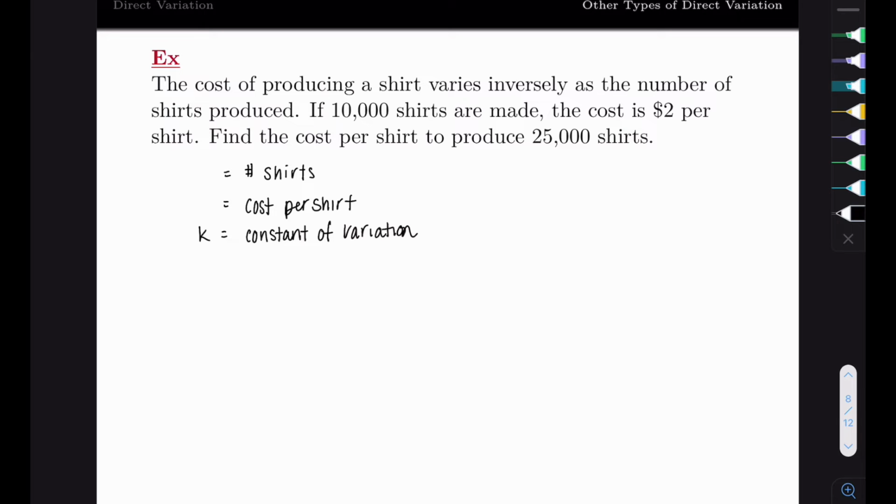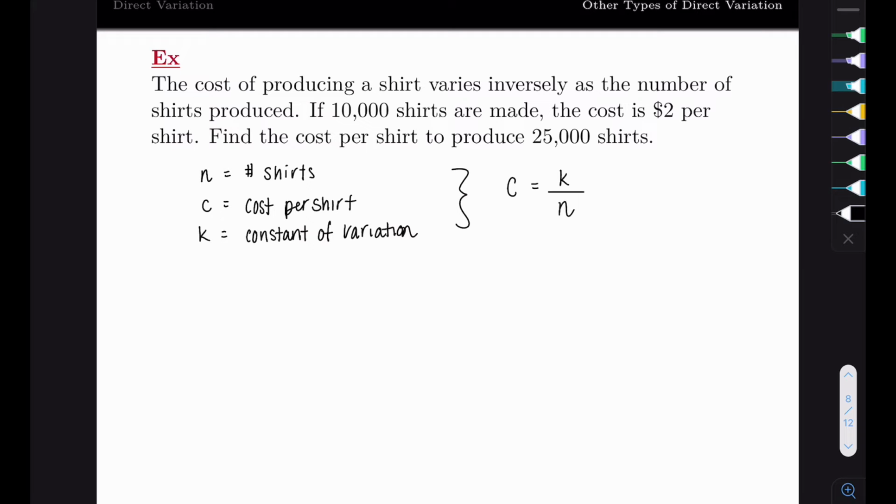Constant of variation, we're always going to use K for. For the other two, you can pick whatever variables you want. For the cost per shirt, I like C, makes sense. Number of shirts, you can use an S if you want, but personally, I think the S is kind of difficult because it looks like a 5 a lot of times. So I'm going to say it's a number. Let's use N.